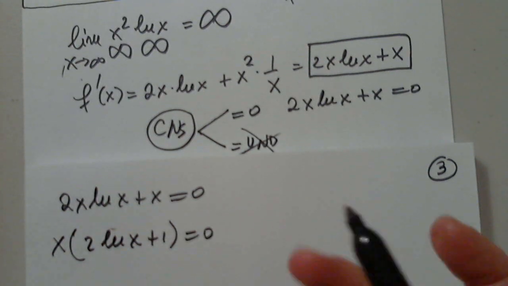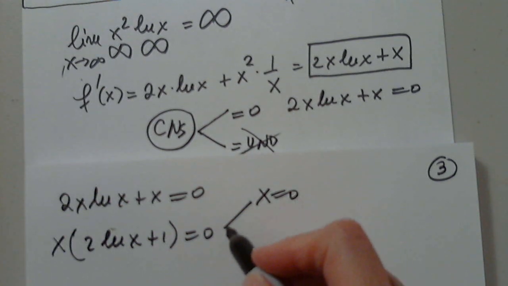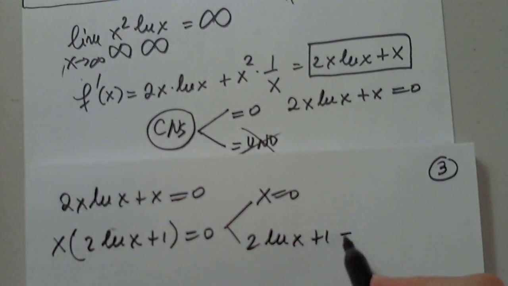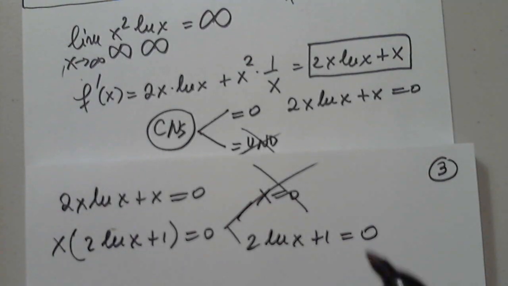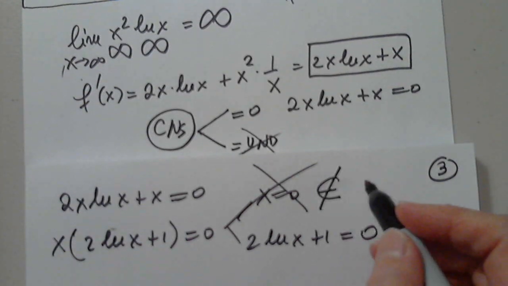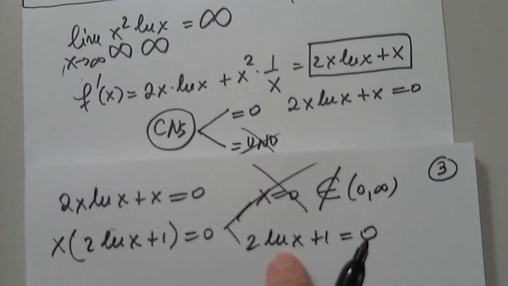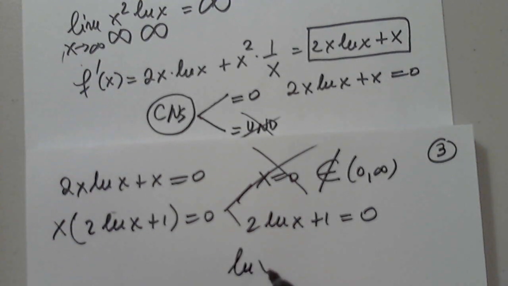we can factor out, because one factor could be 0 and the other factor could be 0. There is no point because 0 is not in the domain. It does not belong to 0 to infinity. It's not in the domain. Goodbye. But this I can solve. Moving 1 and dividing by 2. So I have natural log equals negative 1/2.